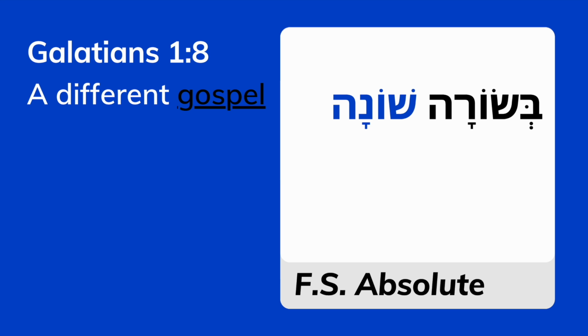B'sorah shona, a different gospel. Here, b'sorah is actually translated as a gospel. There's no word for a or an in Hebrew, what we call the indefinite article, right? So b'sorah can mean gospel, or depending on the context, can mean a gospel. So here it's a gospel, and then the word shona means different or another. B'sorah shona, another gospel, a different gospel. Here, it is a feminine singular absolute form. That's the unmodified dictionary form of the word.